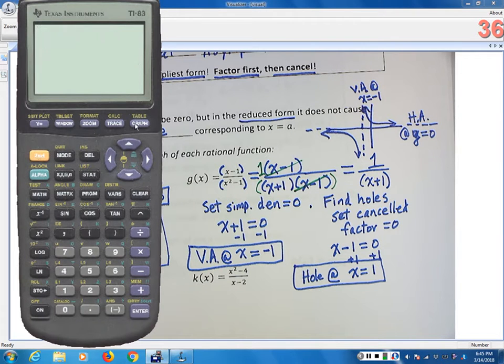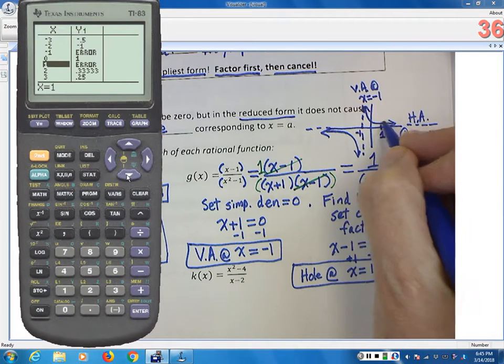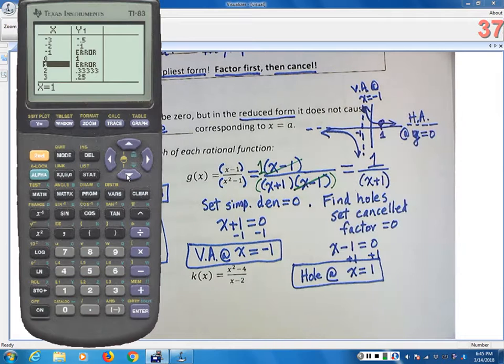Second table. If we look at +1, so really this is -1, and at +1 there's a hole here. There'd be a circle there. And it says error on your calculator on the table. It says error for the vertical asymptote, and it says error for the hole, because we'd be dividing by 0. You always have to look at the original function.